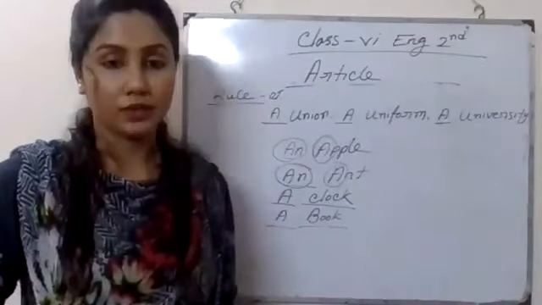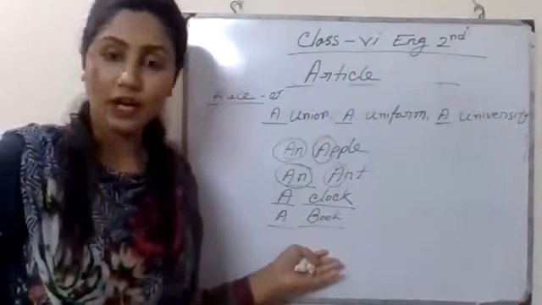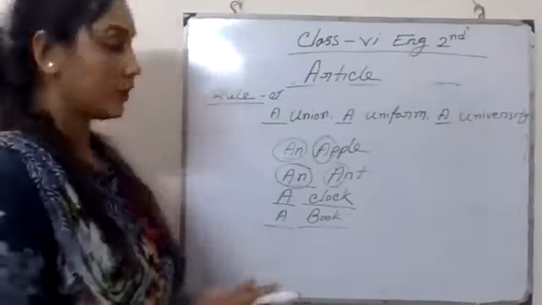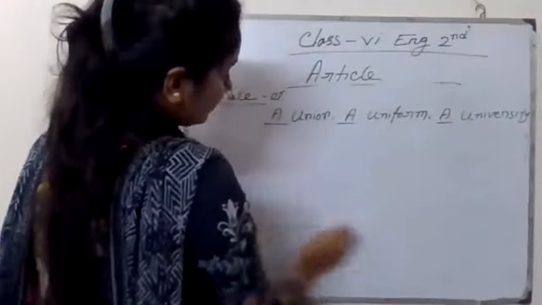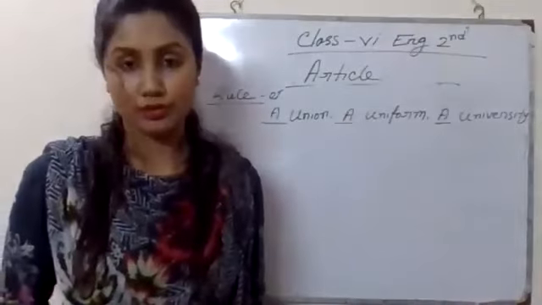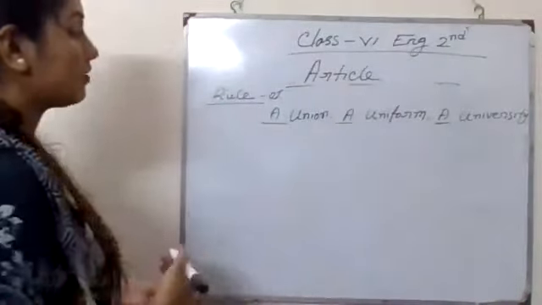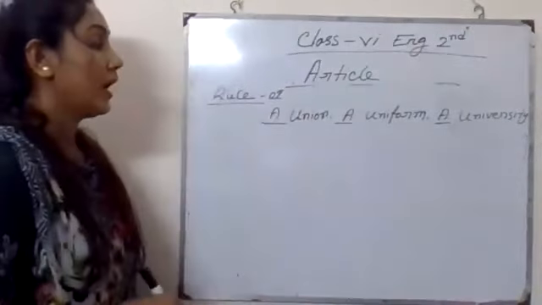And if a word starts with a consonant sound, then we have to use A. Okay. So besides these common rules for the indefinite article, we have some uncommon rules. So let's have a look at rule 2. So that was rule 1.